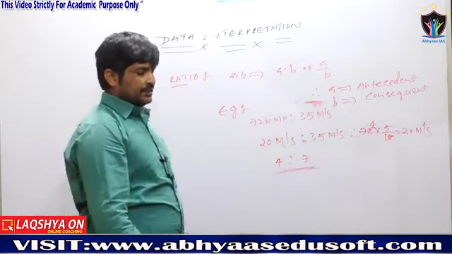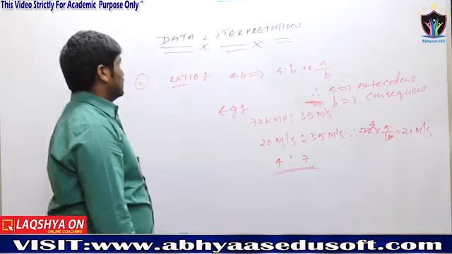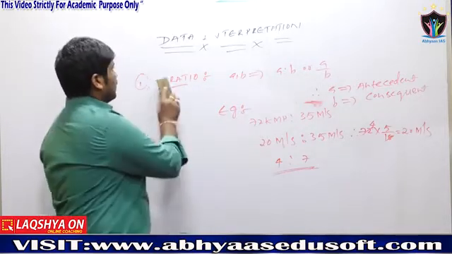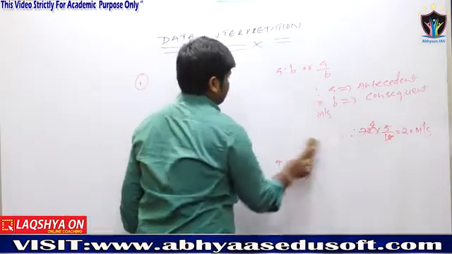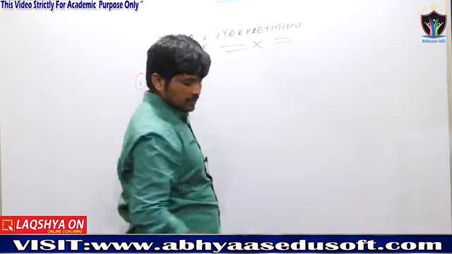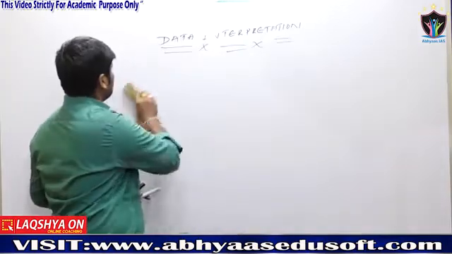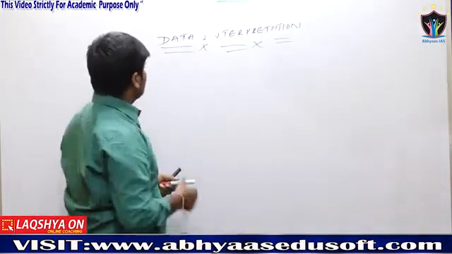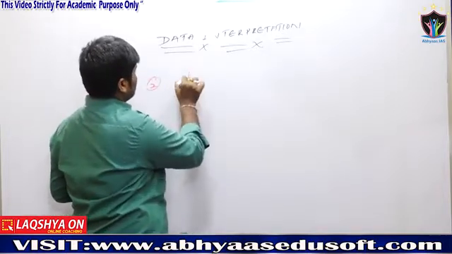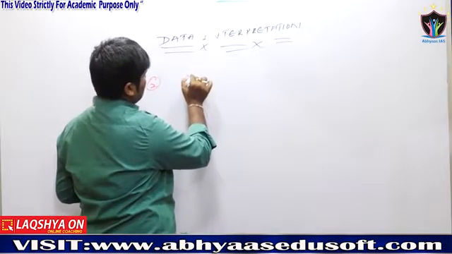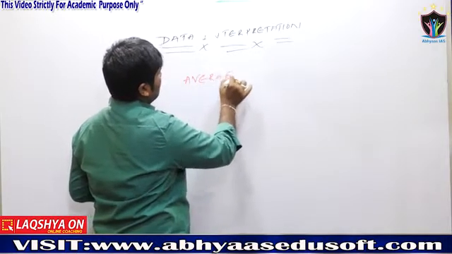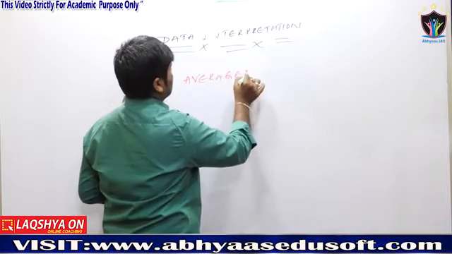So let us see now. Coming to the second one, averages. How can we find out averages? Second one, average.